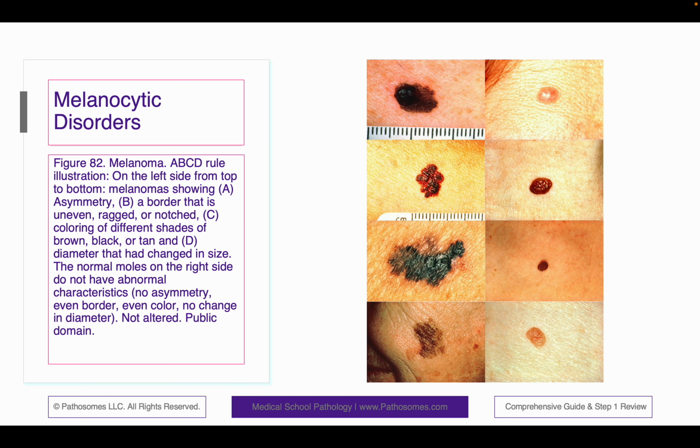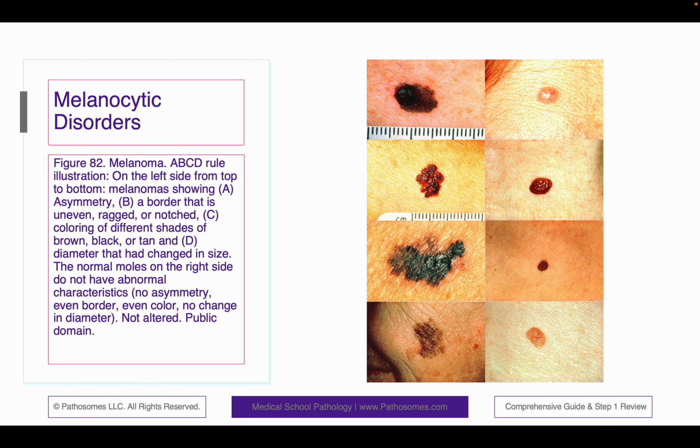Now, this is important. I want you to pay attention to these slides. Normally, the slides that aren't important, I'll just kind of hint at them or let you know, but this is very important. You need to make sure you recognize this. A, B, C, D rule. If you haven't heard it before, you're hearing it now. You need to go through this. So on the left side, from top to bottom, we have melanomas showing asymmetry, right? And then B for border, C for coloring, and D for diameter.